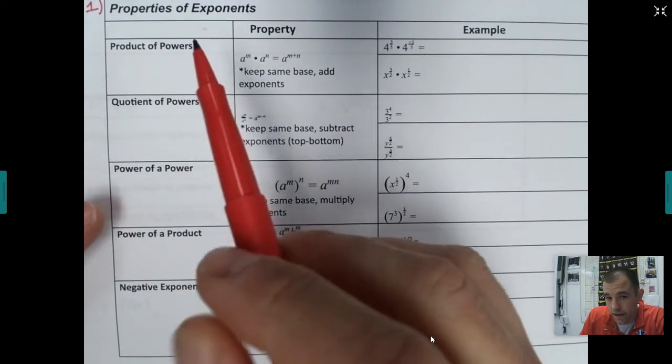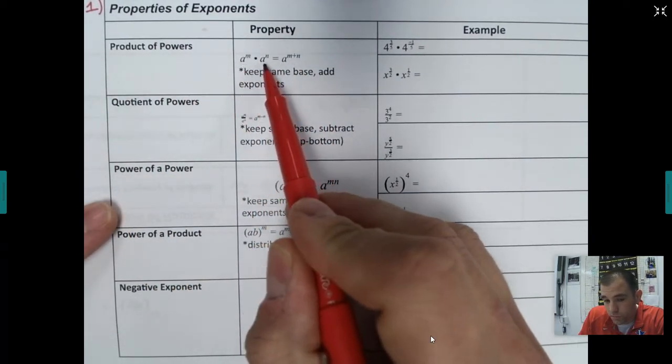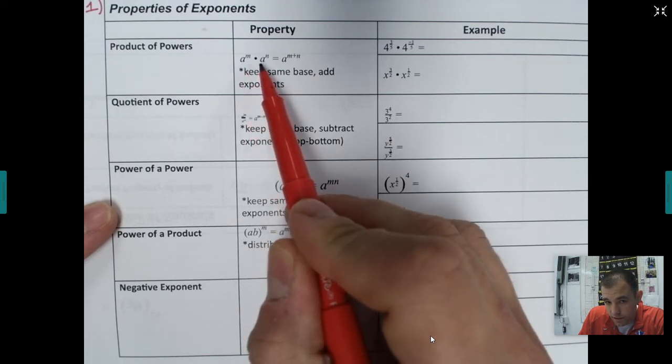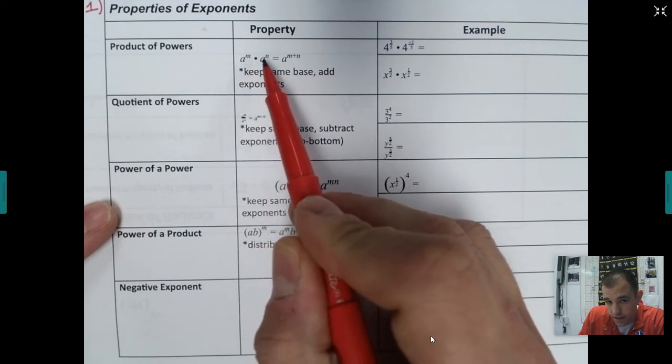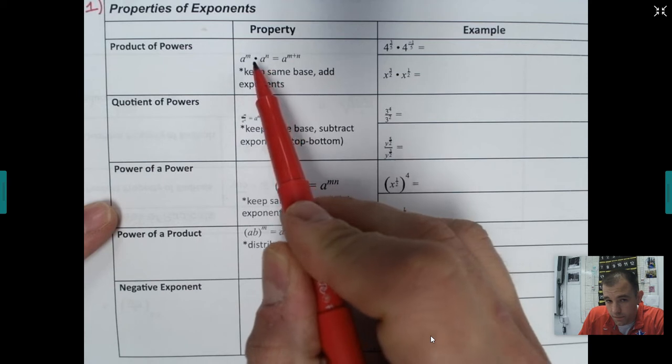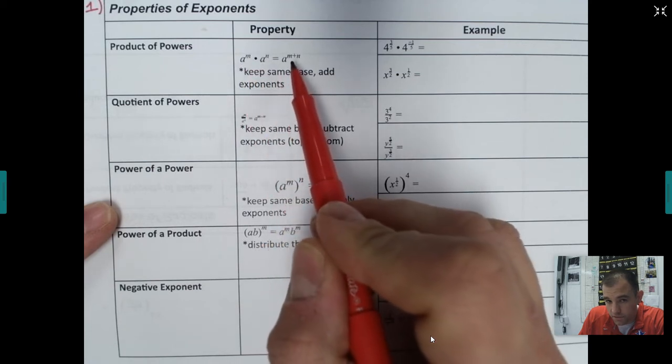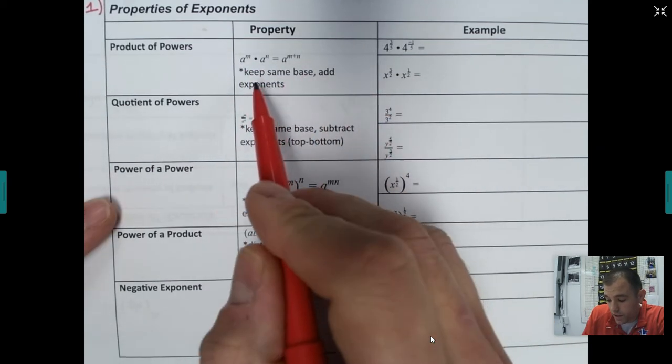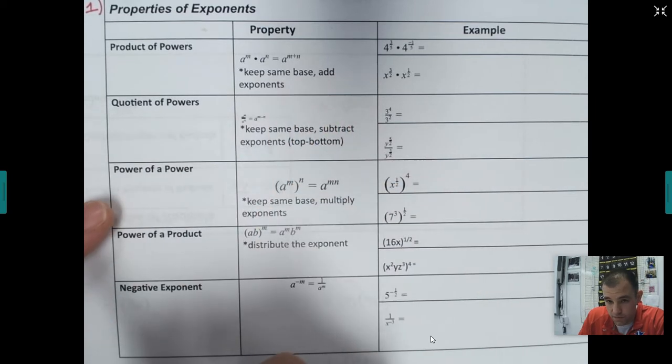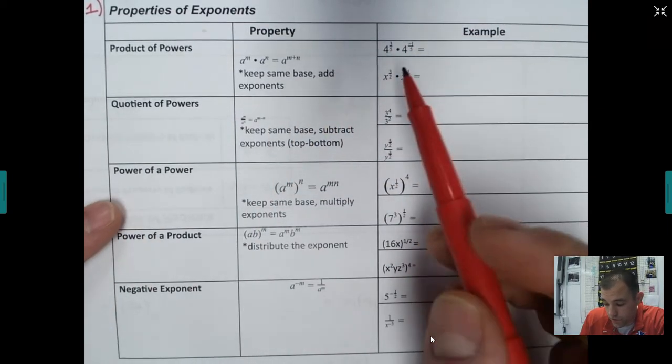Basically what that means is that whenever you multiply two things that have the same base, like if you see these two, a to the m and a to the n, if the a's are the same, the bases are the same, then you just add their exponents together. An easy way to think about it is keep the same base and add the exponents. I have a couple examples over here.